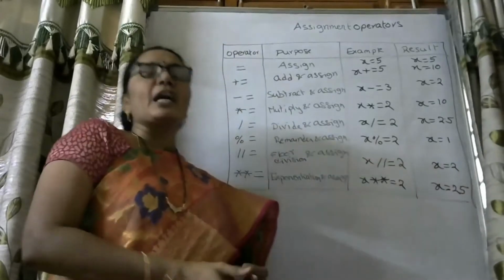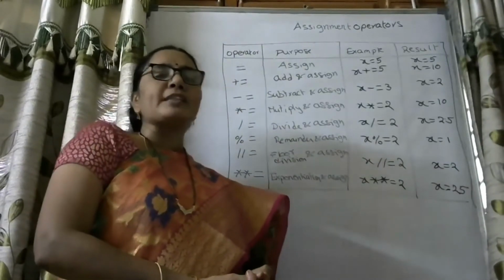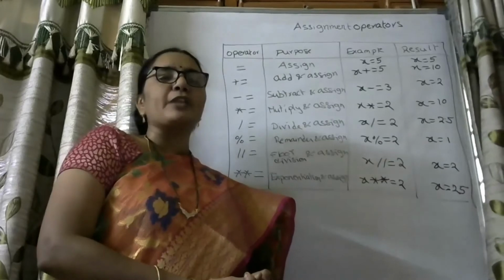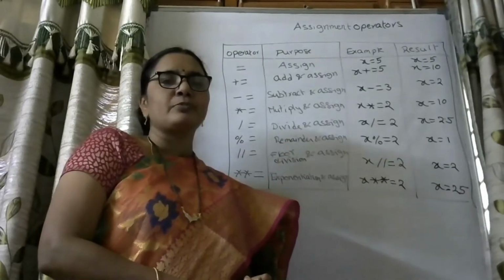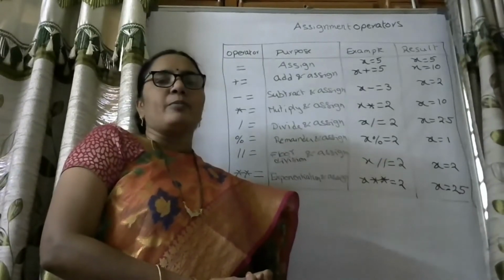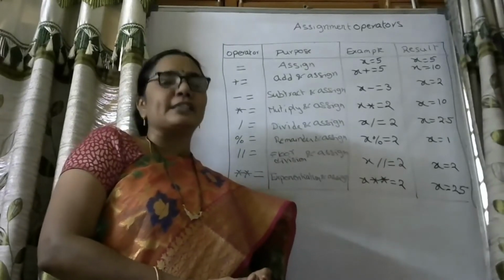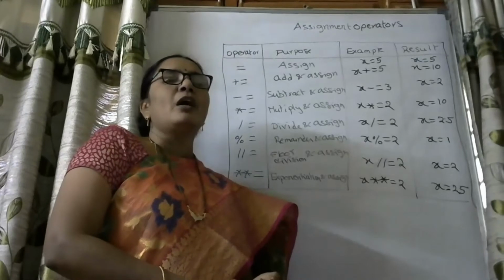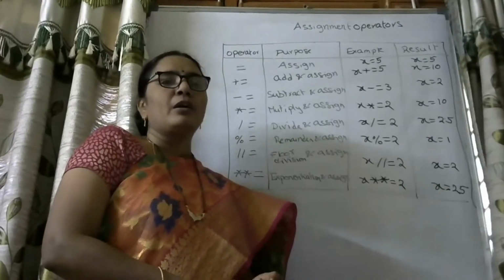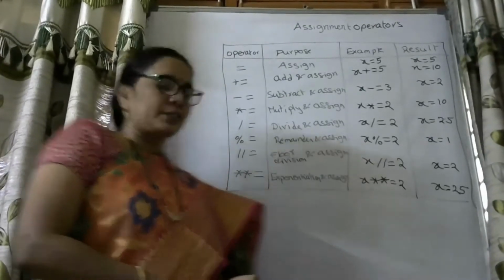So these are the different assignment operators you can use in your Python, and I have shown you the simple example and how their result will be. Now let us move to the relational operators.